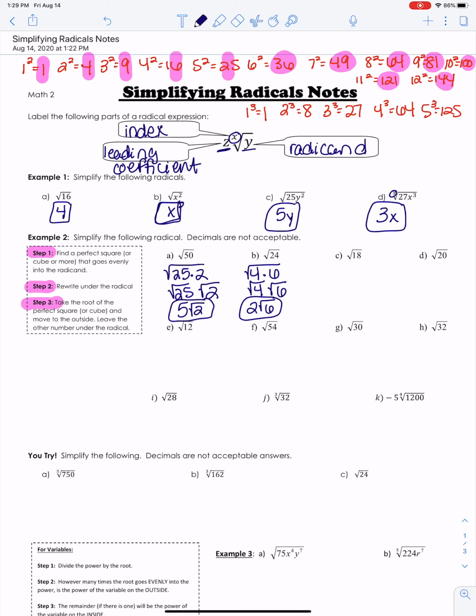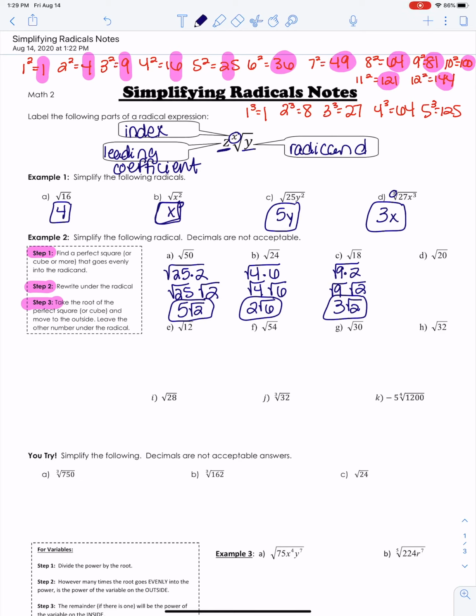So for 18, look at those highlighted numbers. What's the biggest number that's going to go into 18? And that's going to be a 9. Well, 9 times what gives me 18? 2. So square root of 9, square root of 2. Square root of 9 is 3. I can't take the square root of 2 without it being a decimal, so I leave it as a radical.